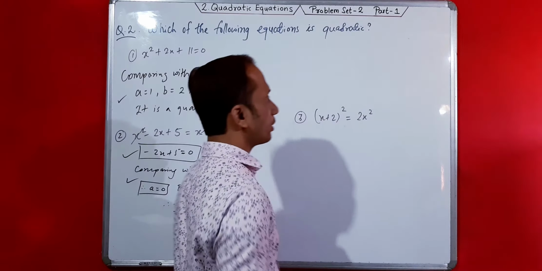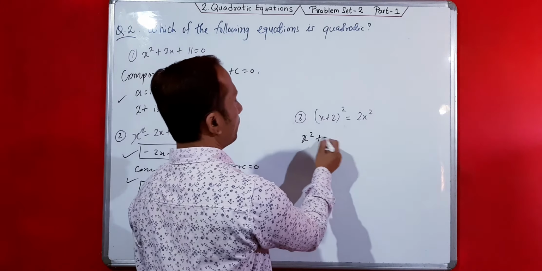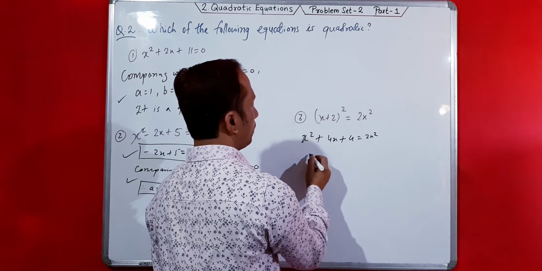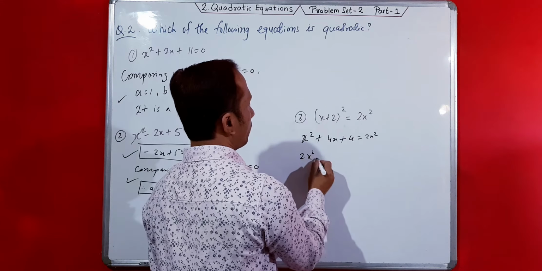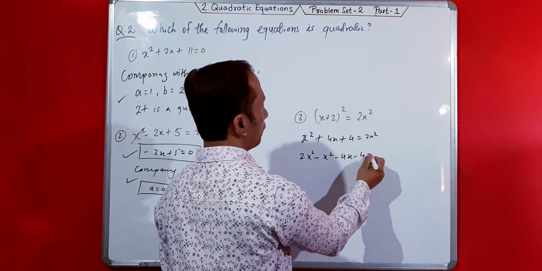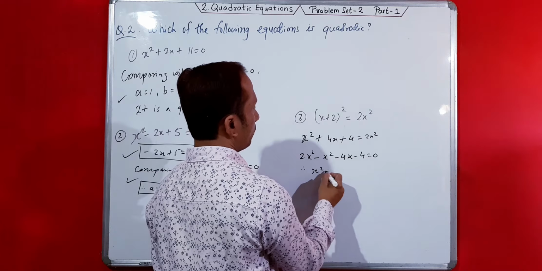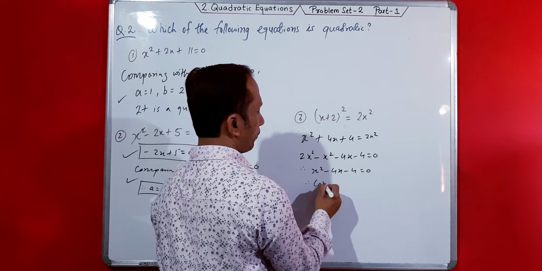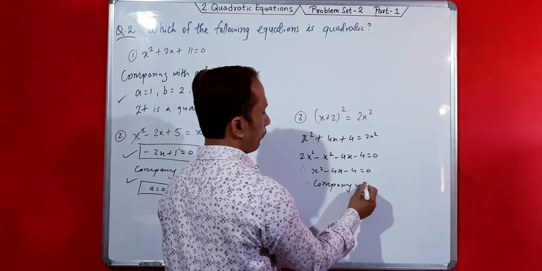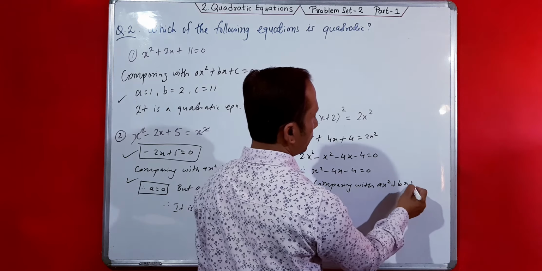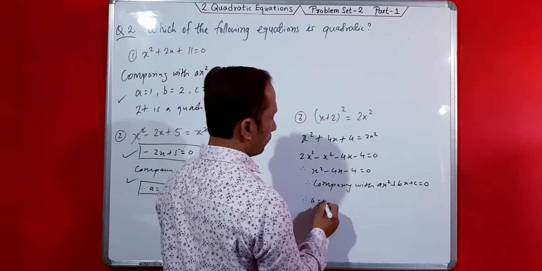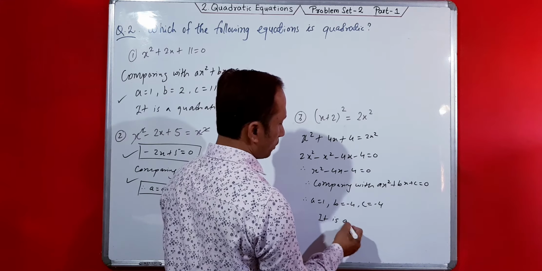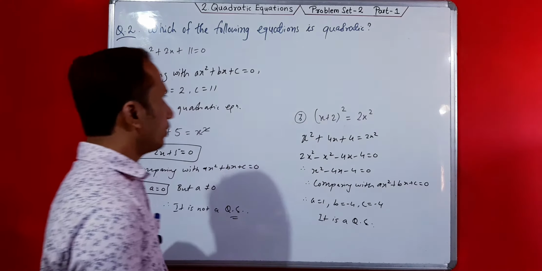So now x plus 2 bracket square is equal to x square, so it is x square plus 4x plus 4 is equal to 2x square. So take this whole to that side, I will get 2x square minus x square minus 4x minus 4 is equal to 0. Therefore x square minus 4x minus 4 is equal to 0. Comparing with x square plus bx plus c is equal to 0, therefore a is equal to 1, b is equal to minus 4, c is equal to minus 4. It is a quadratic equation.